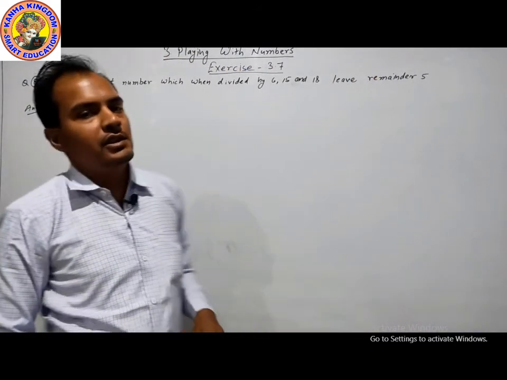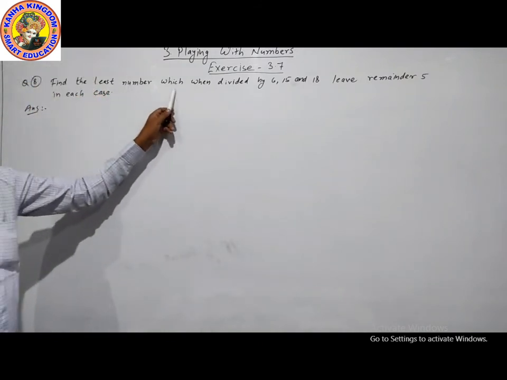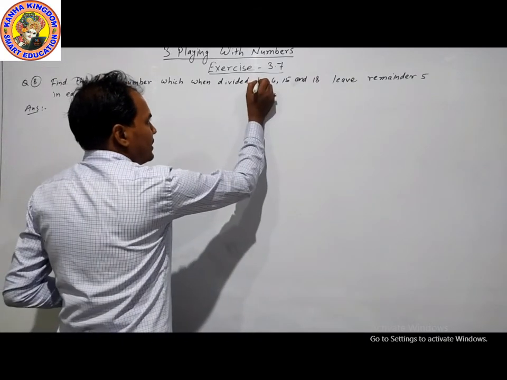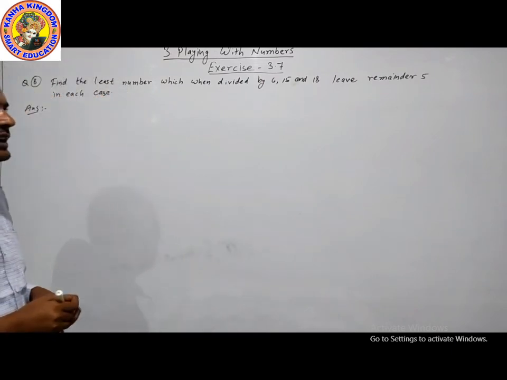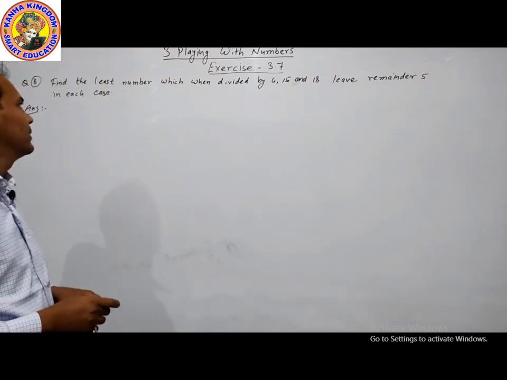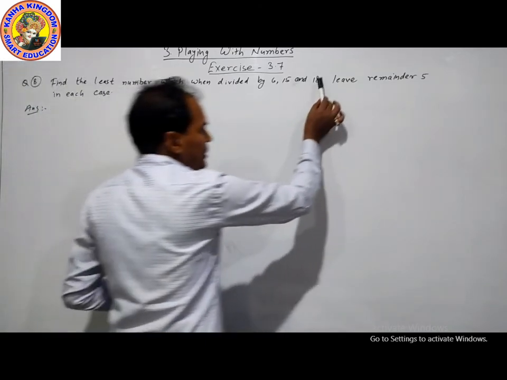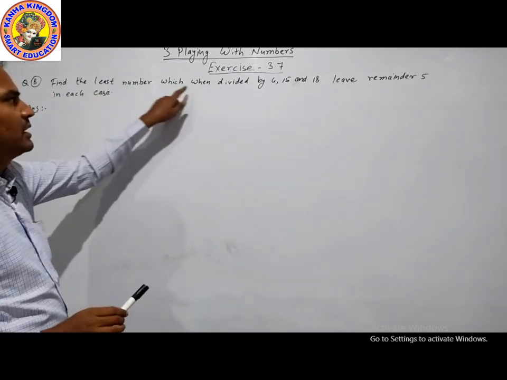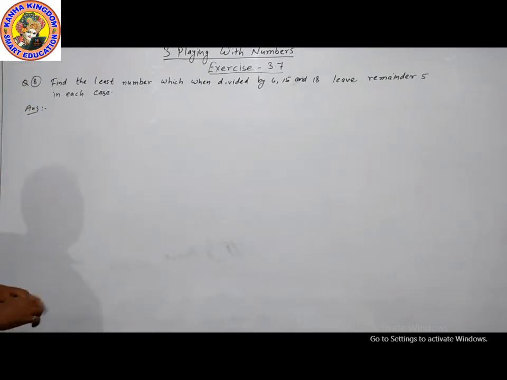Our next question is question number 8. Find the least number which when divided by 6, 15 and 18 leaves a remainder of 5 in each case.